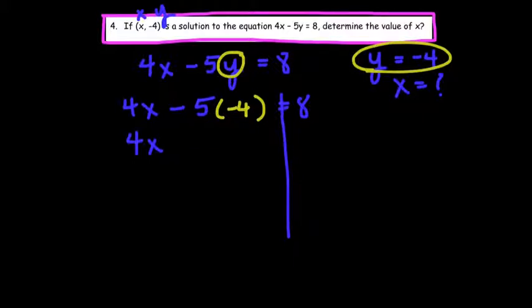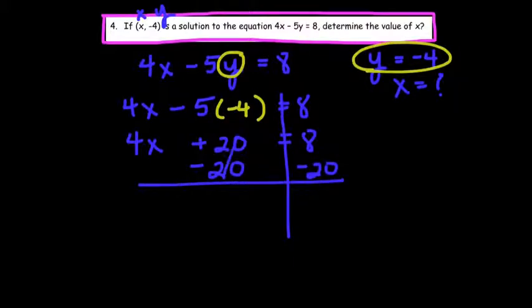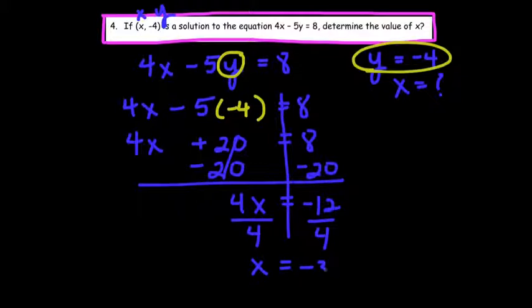So I have negative 5 times negative 4, which is a positive 20, and that will still equal 8. And now I can move everything away from the x. I'm going to start by subtracting that 20 from both sides. So we'll have 4x equals negative 12. And then finally divide both sides by that 4. So this would give me x equals negative 3.